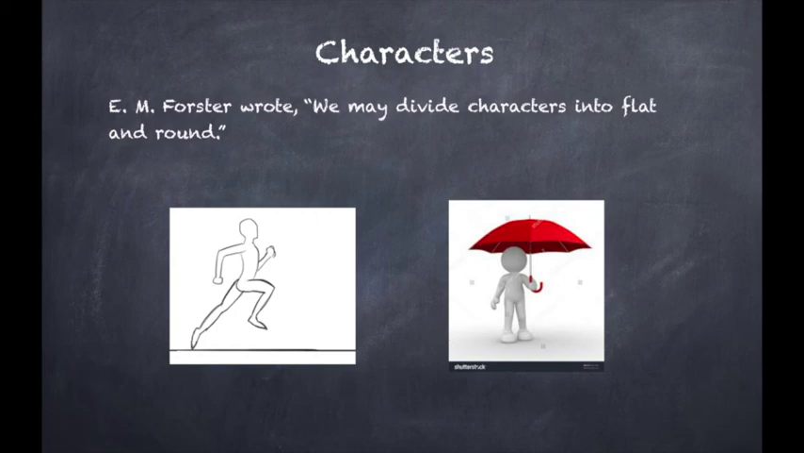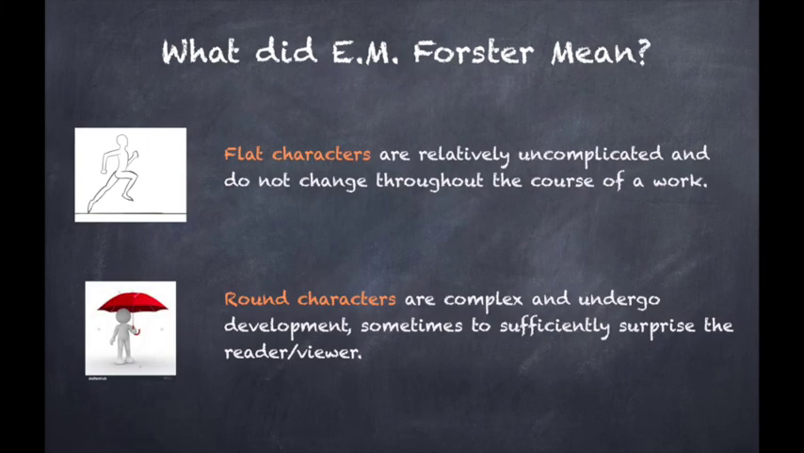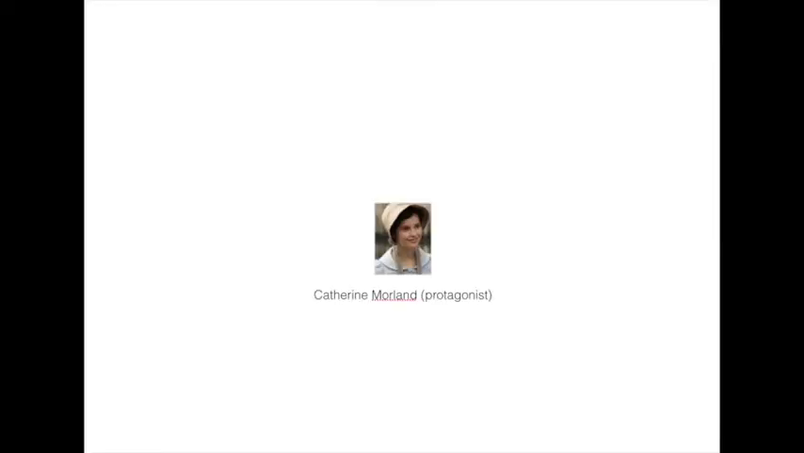Now, when you're writing an essay that's considering character, and look, most of your essays analysing literature will, flat and round characters are very relevant. So what are they? Flat characters are relatively uncomplicated and do not change throughout the course of a work. Round characters are complex and undergo development, sometimes to sufficiently surprise the viewer. In the novel Northanger Abbey by Jane Austen, Catherine Morland is the protagonist, or the heroine. And so I'm going to be making a mind map about her character.